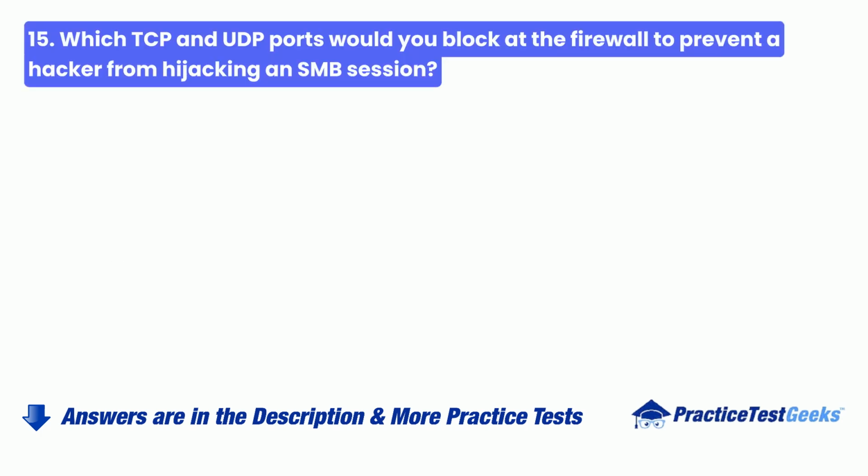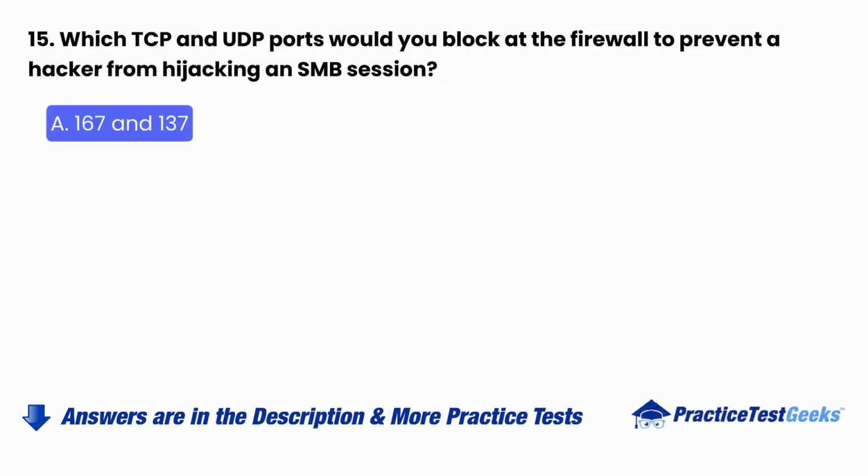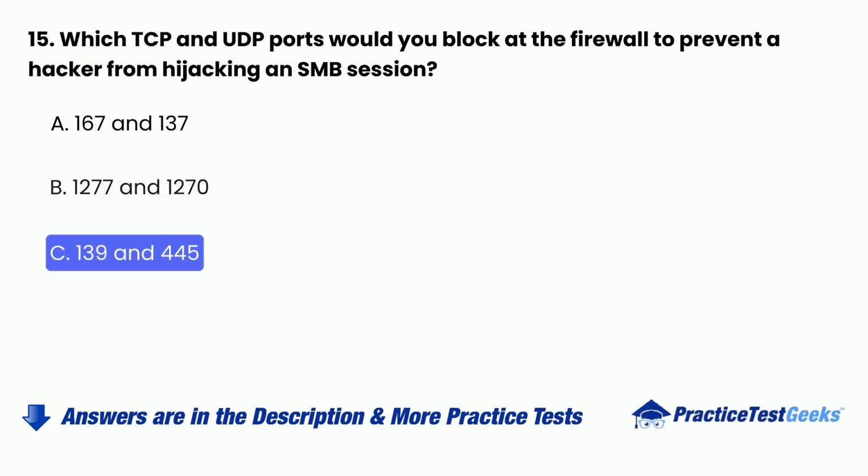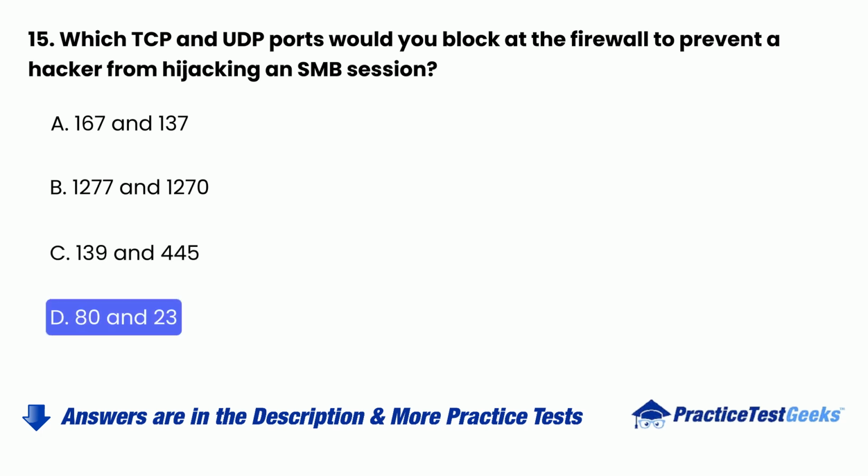15. Which TCP and UDP ports would you block at the firewall to prevent a hacker from hijacking an SMB session? A. 167 and 137. B. 1277 and 1270. C. 139 and 445. D. 80 and 23.